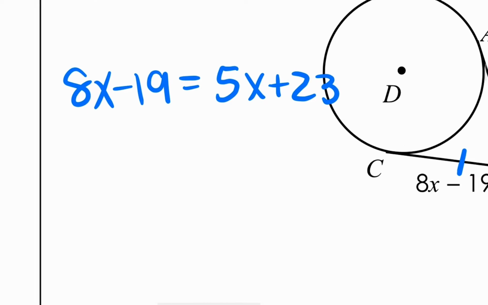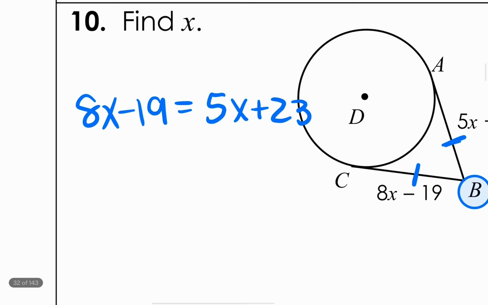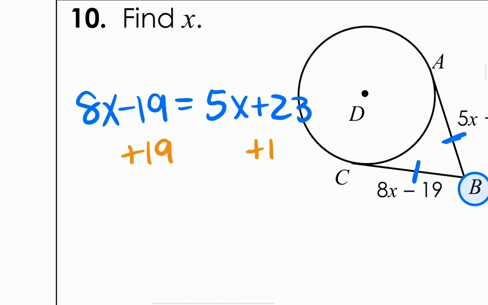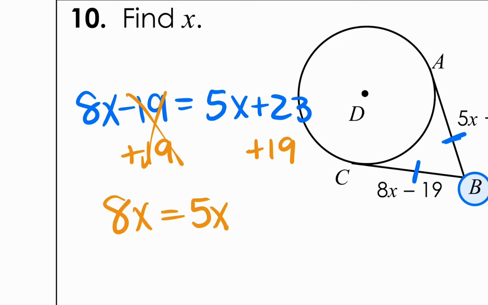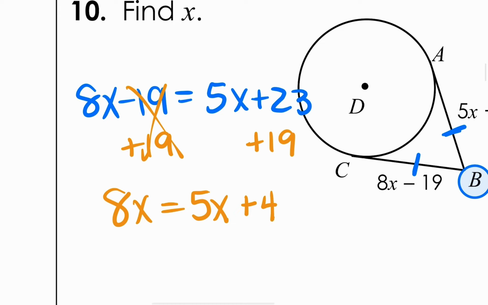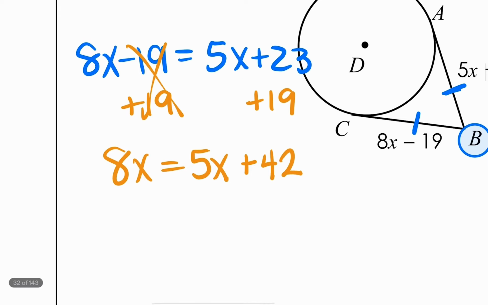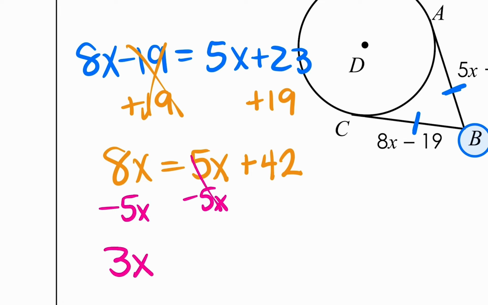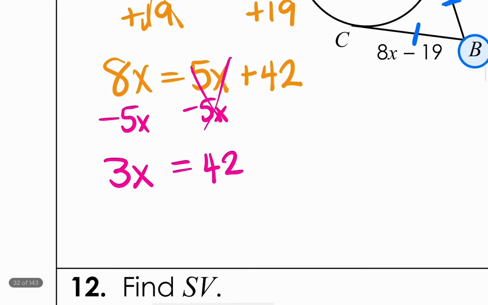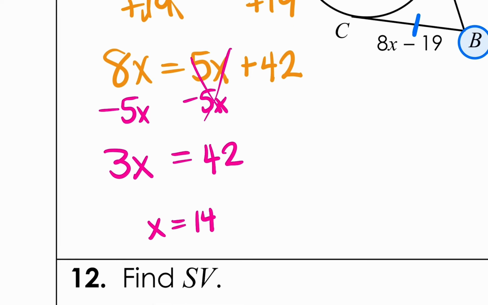And then, of course, you would finish the algebra there, adding 19 to both sides. I'm just going to do the algebra just for this problem, like I said, unless it looks different. 23 and 19 should be giving you 42. Subtracting that 5x, we get that 3x is equal to 42. Dividing by 3, x is 14.